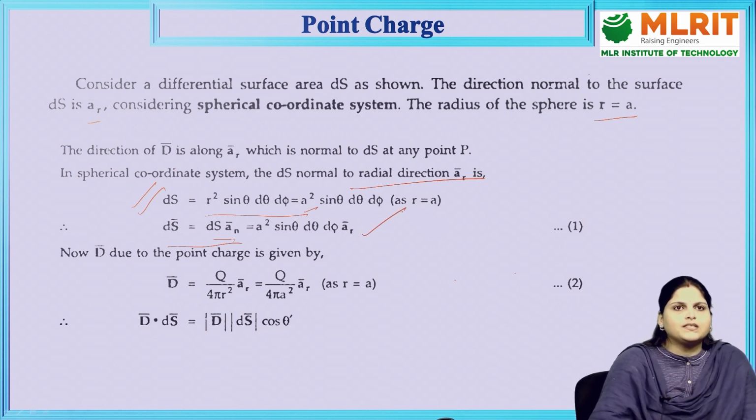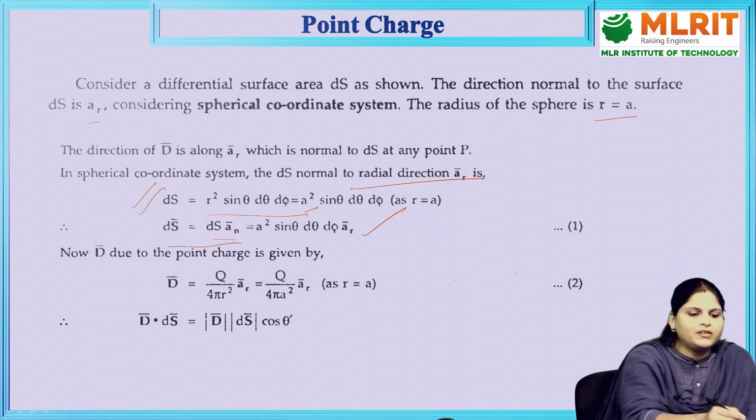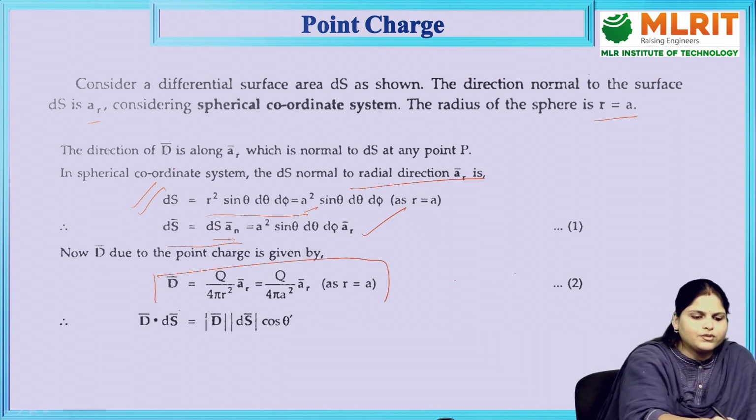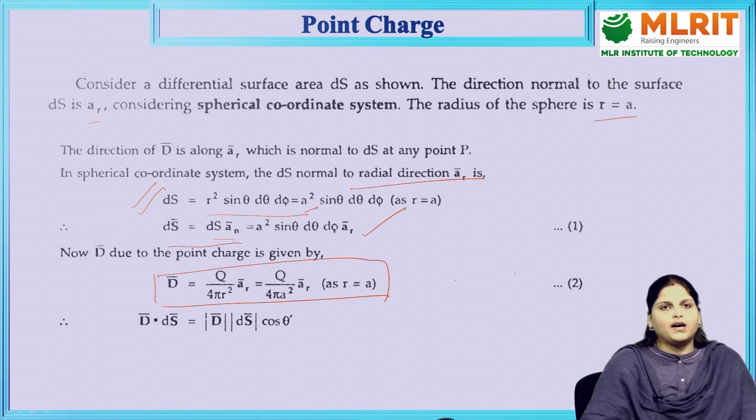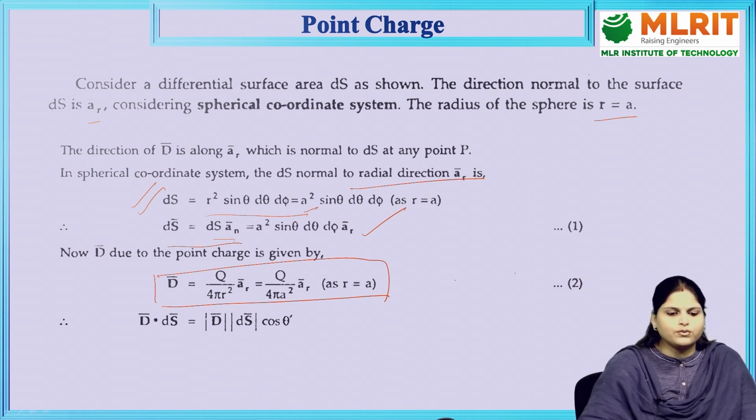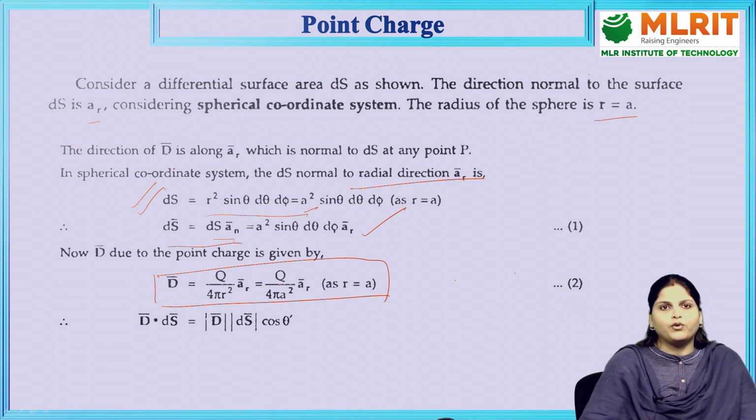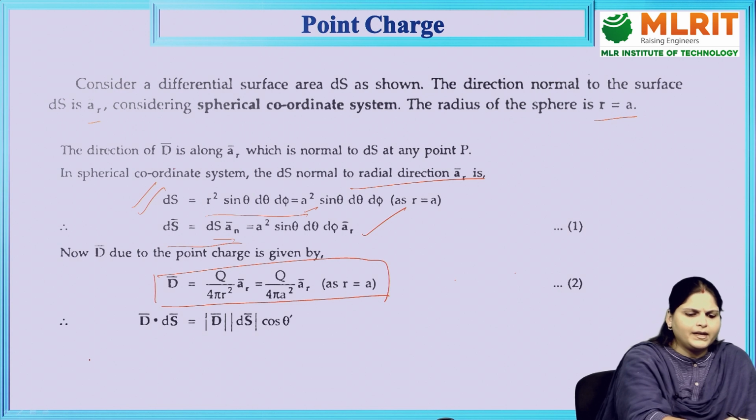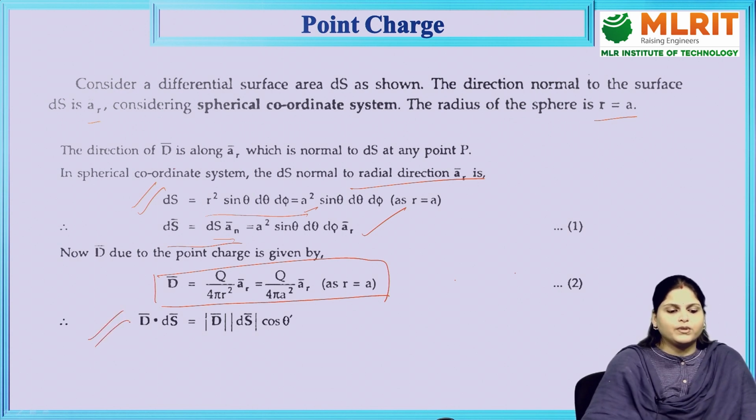Now the flux density due to the point charge is given by the formula D equals Q upon 4 pi r squared aR, where r is the radius, and since r equals a, it can be written as Q upon 4 pi a squared aR. Then, simplifying further, we use the formula D dot dS equals mod D mod dS cos theta.